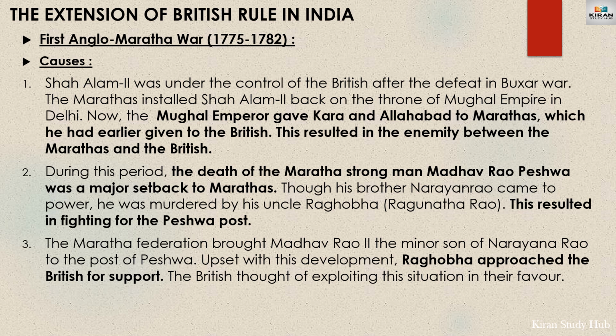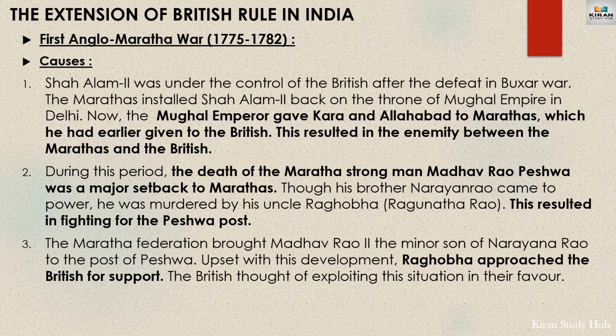The second cause is, during this period, there was the death of the Maratha strongman Madhav Rao Peshwa. Because of the death of Madhav Rao Peshwa, his brother Narayan Rao came to power, but he was murdered by his uncle Raghoba or Raghunath Rao. This resulted in fighting for the Peshwa post. This is the second cause.